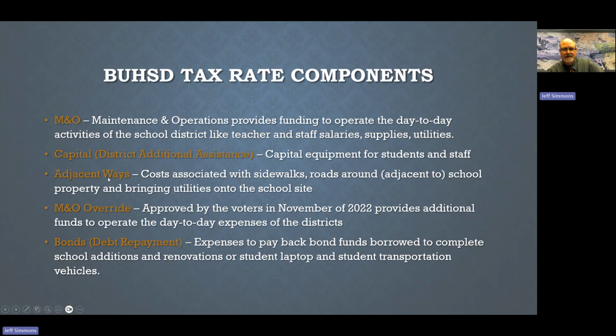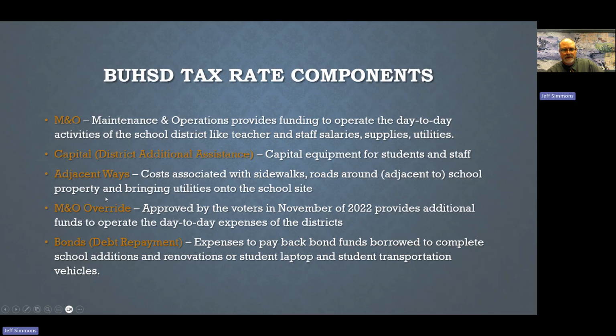And then adjacent ways, we're responsible just like any other developer. When we build a school, we're required to do the half streets around the school, bring utilities on the site, construct the sidewalks, the roads, street lights, traffic lights if necessary. All that is required to be paid for by the district, just like any other developer.